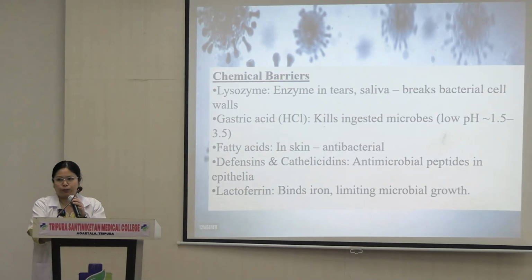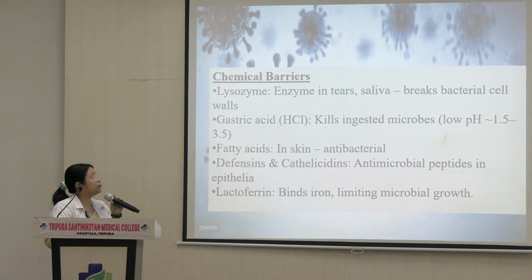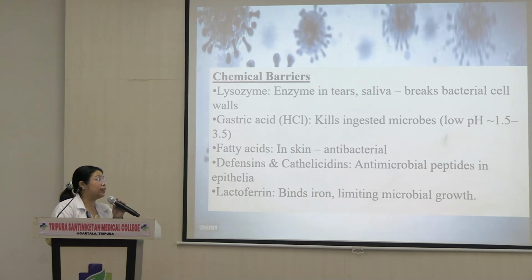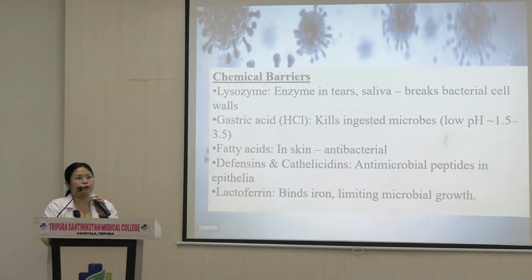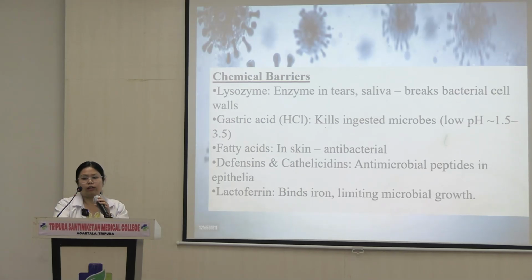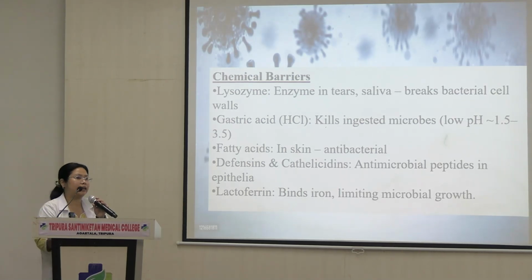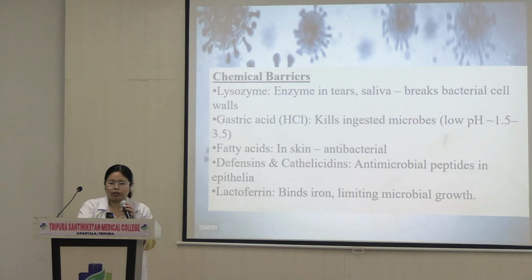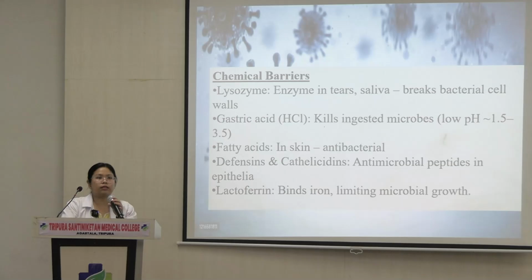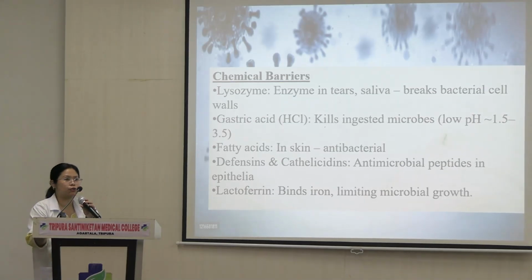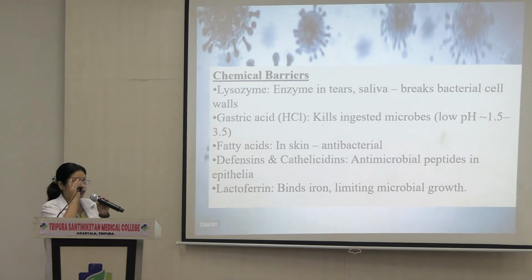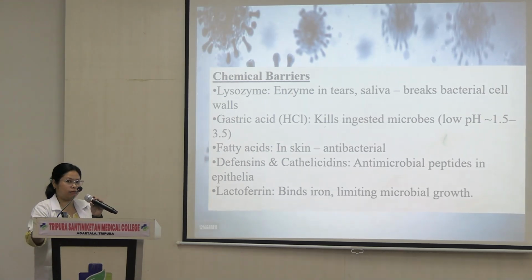Apart from physical barriers, we have chemical barriers. Chemicals will be the enzymes present in the tears and the saliva. They are responsible for breaking the bacterial cell wall. When the walls of the bacteria get broken down, the bacteria dies. So tears are also very strong. The gastric acid, hydrochloric acid, has an average pH of 2, which is highly acidic and kills most of the microbes that come in contact with it. So that also serves as a chemical barrier.